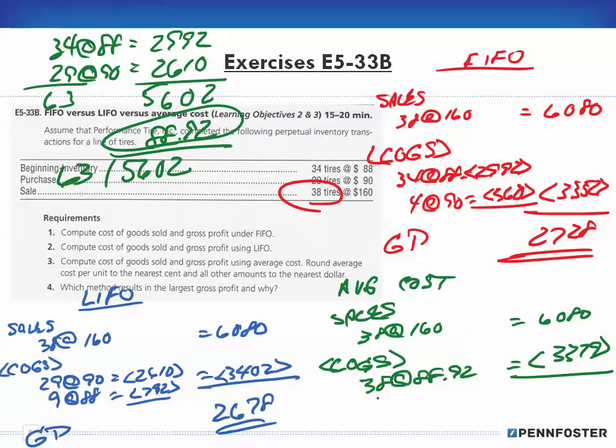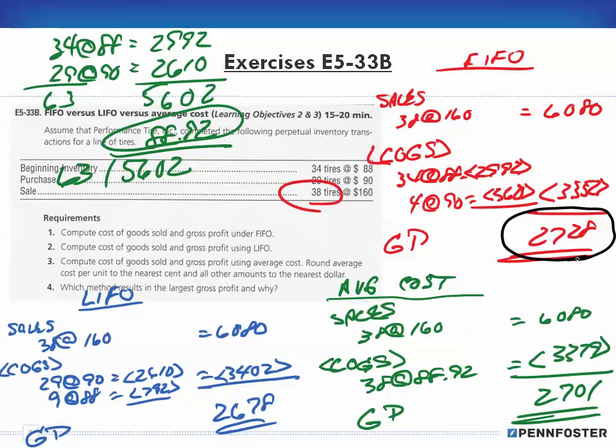And of course my gross profit then is 6,080 minus 3,379, which gives me 2,701 as my gross profit using the average cost method. So which method results in the largest gross profit? In this case, FIFO wins because it has the largest gross profit.